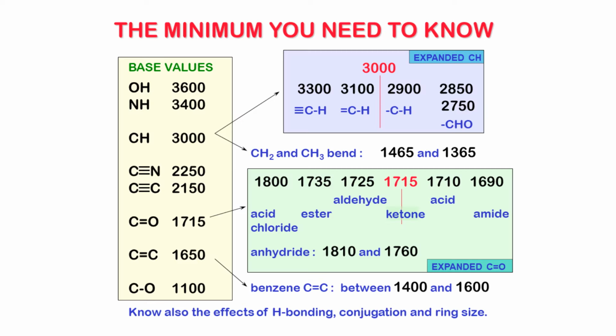The minimum you need to know includes base values for common functional groups and the effects of hydrogen bonding, conjugation, and ring size. This brings us to the end of Chapter 5 of IR Spectroscopy.